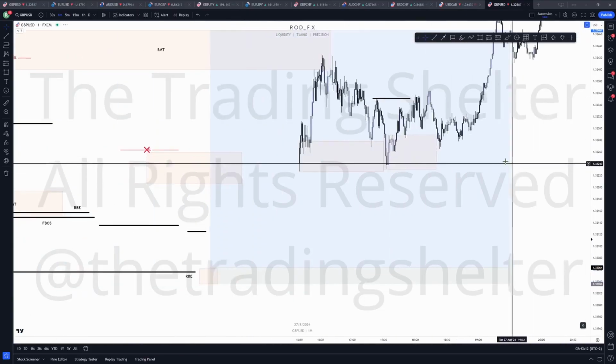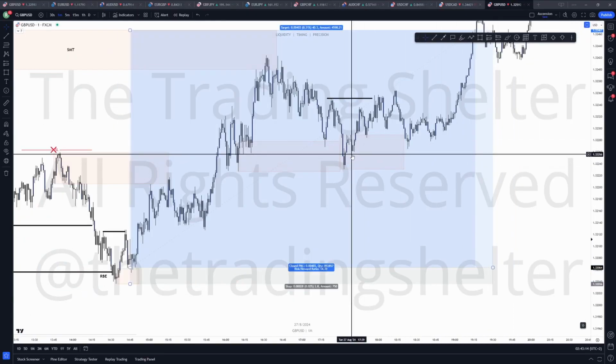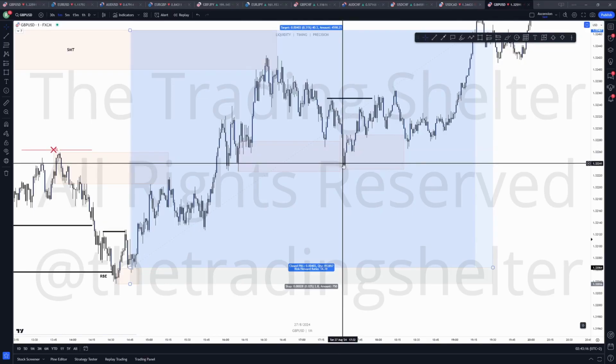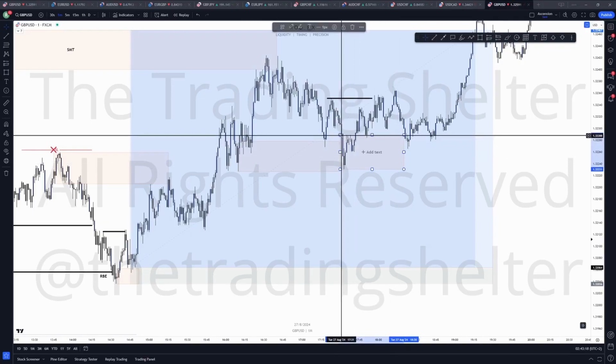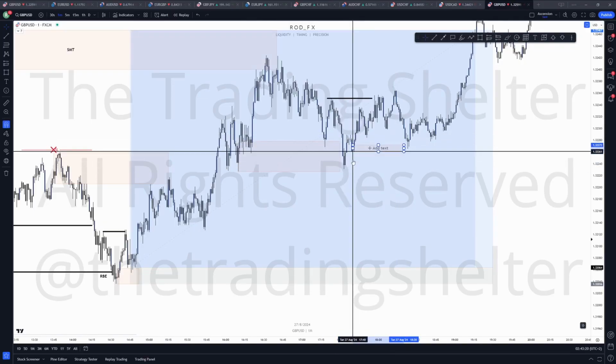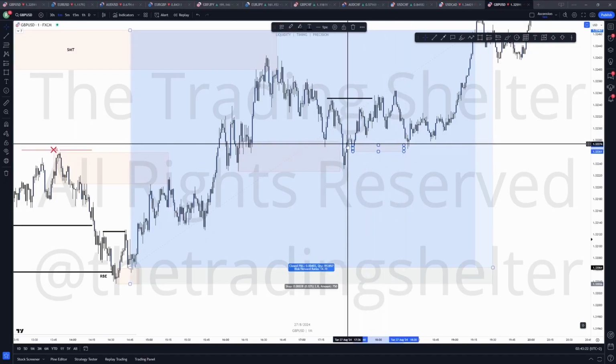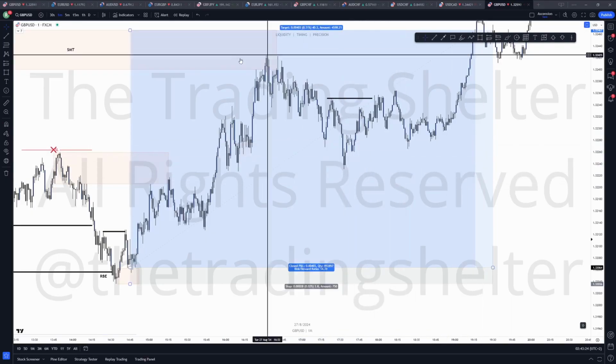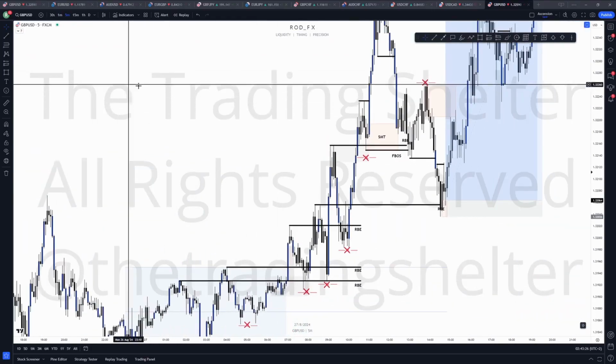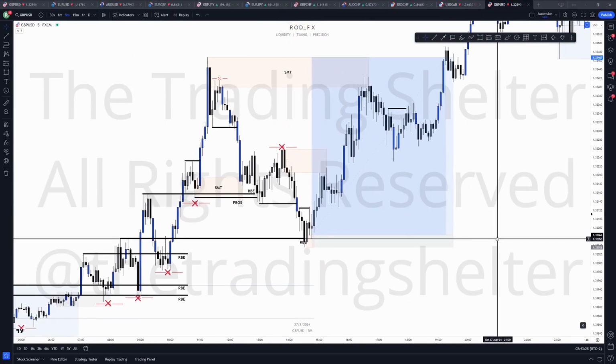And in these cases here, the decisional was here, and this one has already been mitigated. I thought that this one was a little bit too tight for me to enter. I just decided to call it a day. I just wait until my take profit is triggered.